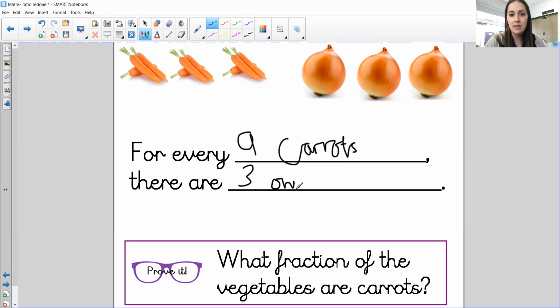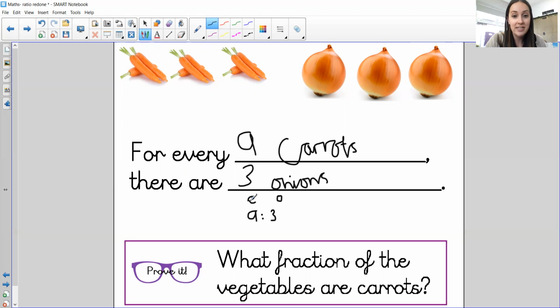How could we write that as a ratio? Well, we could put C and O at the top so that we don't get confused. And we can write nine, colon, that means to, nine to three. For every nine carrots, there's three onions. Is there a simpler way we could write this ratio?